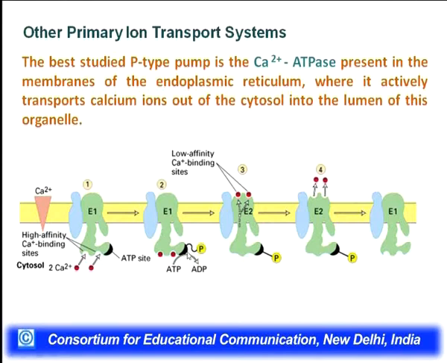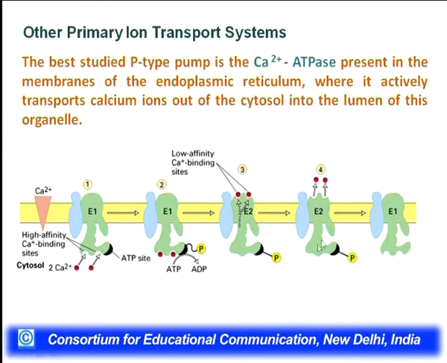In the next step, the ATP hydrolysis will take place. This hydrolysis will cause the change in conformation, and because of the change in conformation, you can see that the inside will go towards the outside, and these will now become the low affinity calcium binding sites. In this conformation, the calcium will be released inside the lumen.